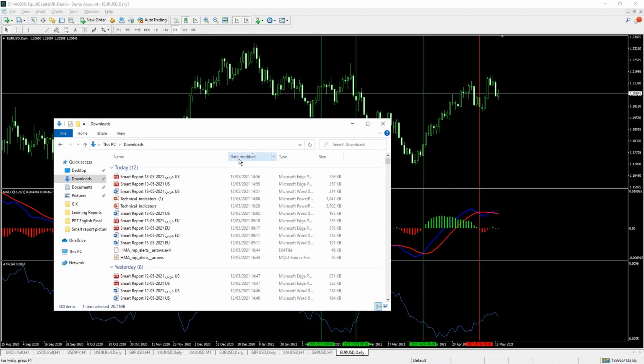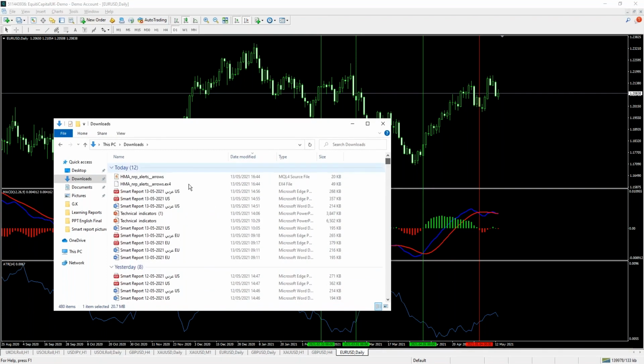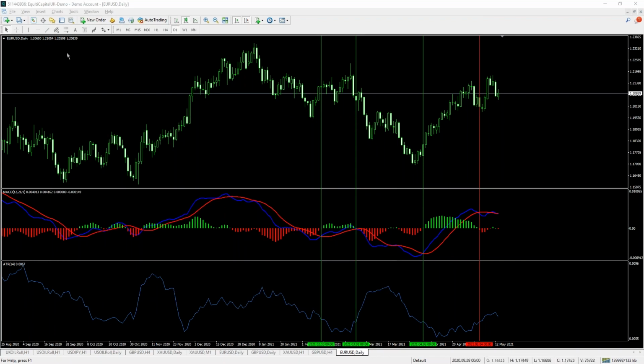Sorry, one second. Here's the indicator. I need to put this indicator inside the MT4. How can I do that? Basically, you go to this MetaEditor tab over here, it's called MetaEditor. You click on it. All right.